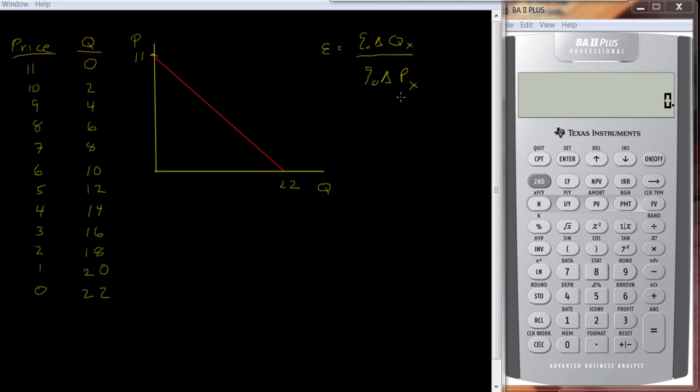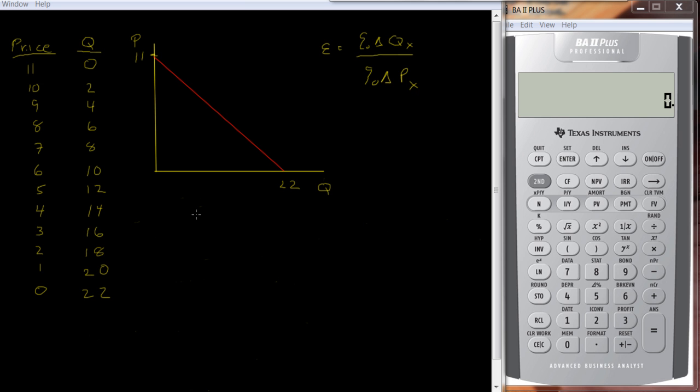gives us the elasticity. Now, over here I've got some numbers so that I could create a demand curve, and you can see that at a price of 11, nothing is demanded. At a price of 10, 2 units are demanded, and so on. And you can see that for every dollar decrease, two more units are demanded. So you can see that this is going to be a straight line.